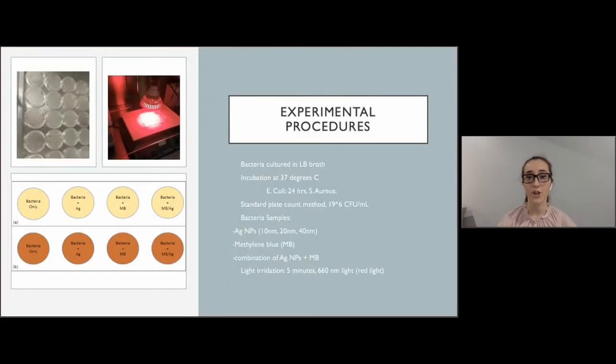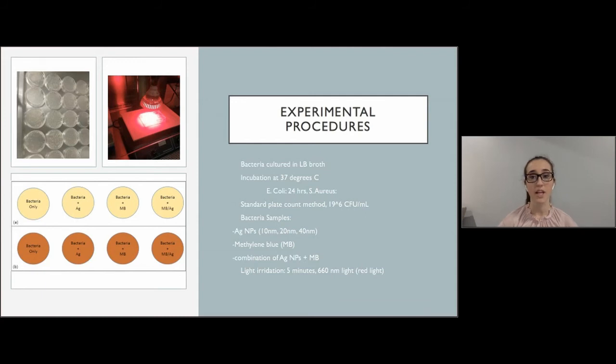In our research, our bacteria was cultured in LB broth at 37 degrees and incubated for a 24-hour period. The bacteria that we cultured included E. coli as well as Staph aureus. After the 24-hour incubation period, there was a concentration of 10 to the 6 colony-forming units per milliliter, which is what we utilized throughout our research.